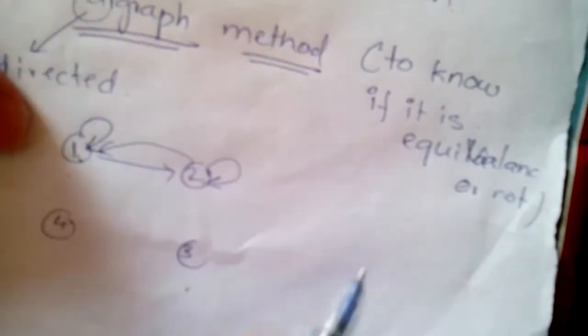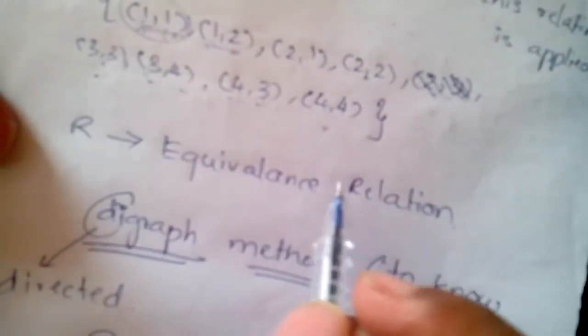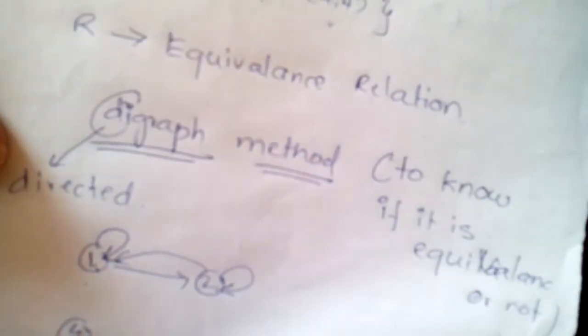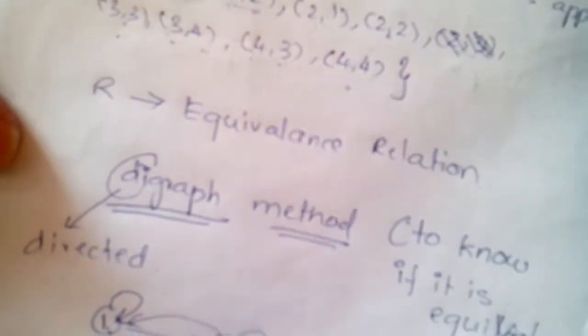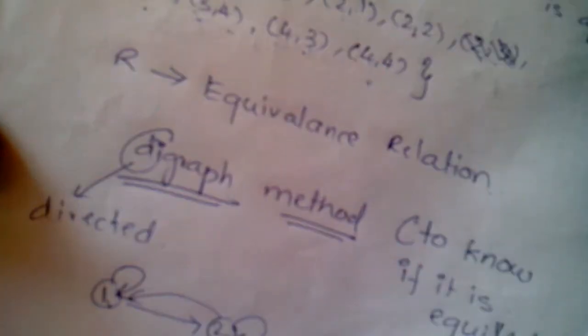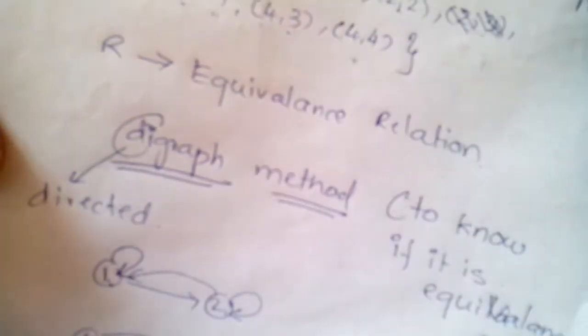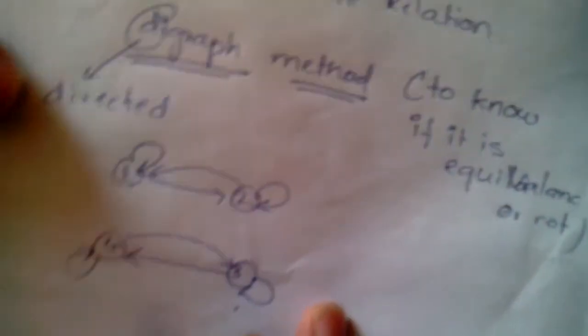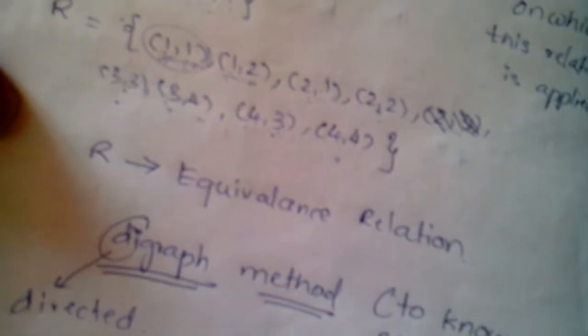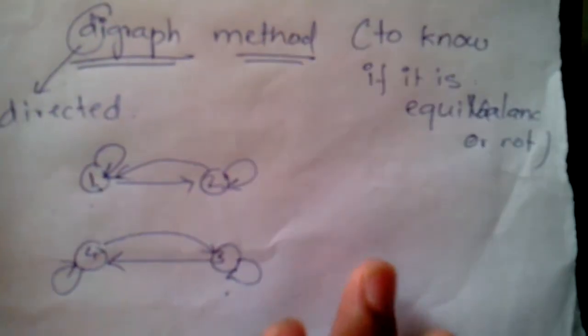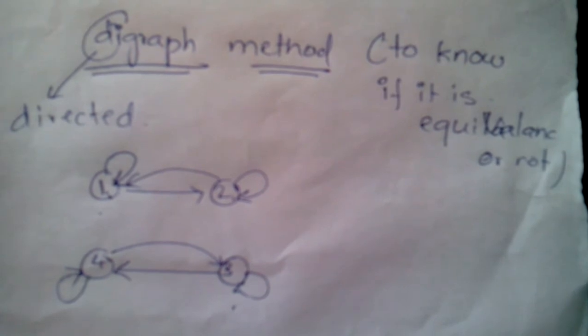Next 2 to 2, this is a self loop, and 3 to 3, and 3 to 4, and 4 to 3, and 4 to 4. So this is the digraph of the relation R. Okay, so we need to check whether this relation R is an equivalence relation or not.